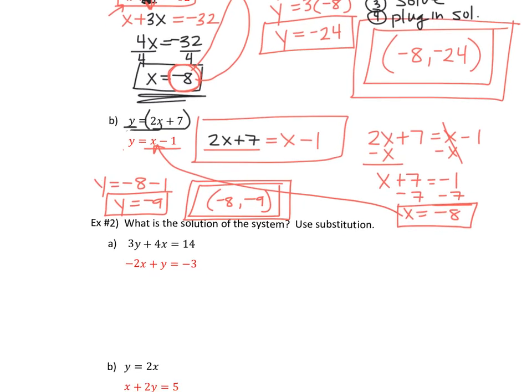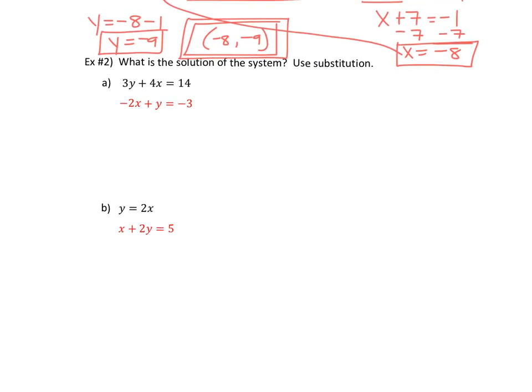Here's where they get a little bit fancier. Now if you look at your two equations, you have a black one and a red one there for letter A. Do you have an isolated variable? You do not, right? You don't have a variable that's by itself. So your job is to pick which one would be easiest to isolate. And if there's no coefficient, if there's no number in front of it, that's going to be the easiest one to get by itself. So ask yourself the question, how do I get y by itself?